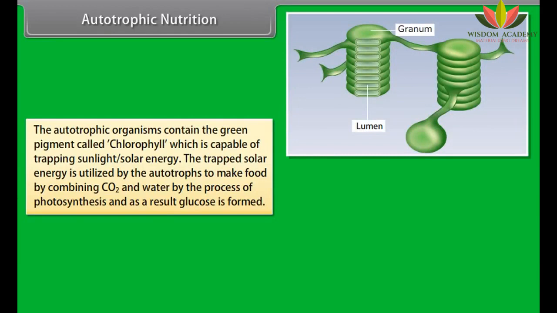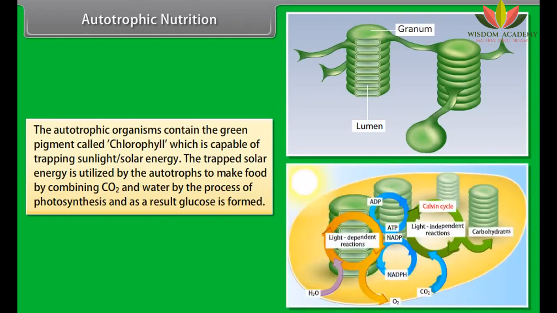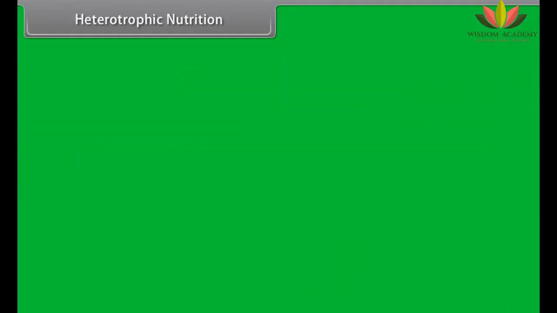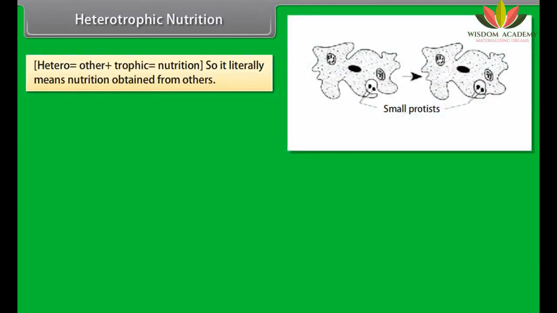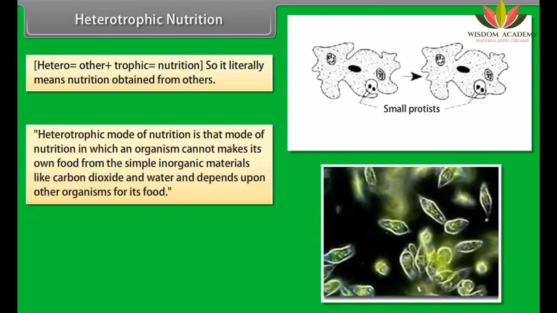So we can say that those organisms which can make their own food from carbon dioxide and water are called autotrophs. The autotrophic organisms contain the green pigment called chlorophyll, which is capable of trapping solar energy. The trapped solar energy is utilized by the autotrophs to make food by combining CO2 and water by the process of photosynthesis, and as a result, glucose is formed. Here is the reaction of photosynthesis.